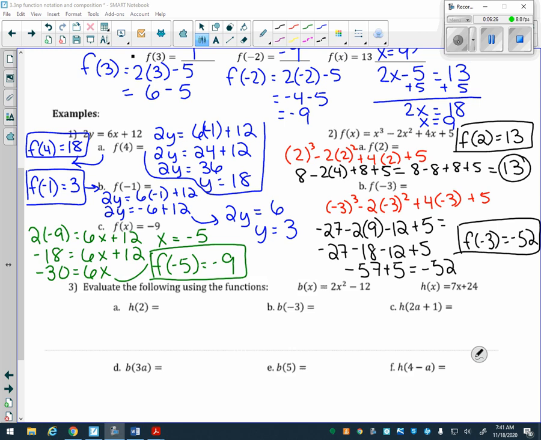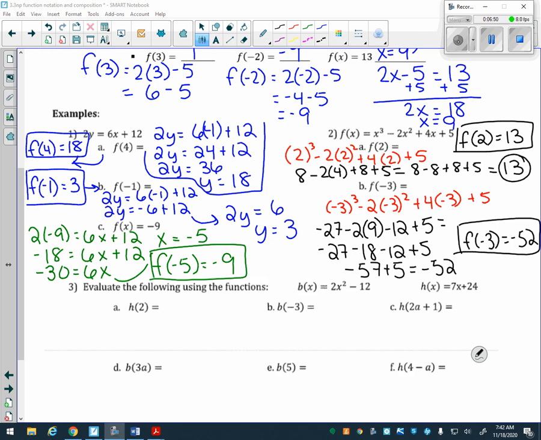Then in C, f of x equals negative 9. That is your y value. So you plug it into y. So 2 times negative 9 is negative 18 equals 6x plus 12. Then you solve for x, and x equals negative 5. So in function notation, it's f of negative 5 equals negative 9. Now number 2 is different because we have exponents.